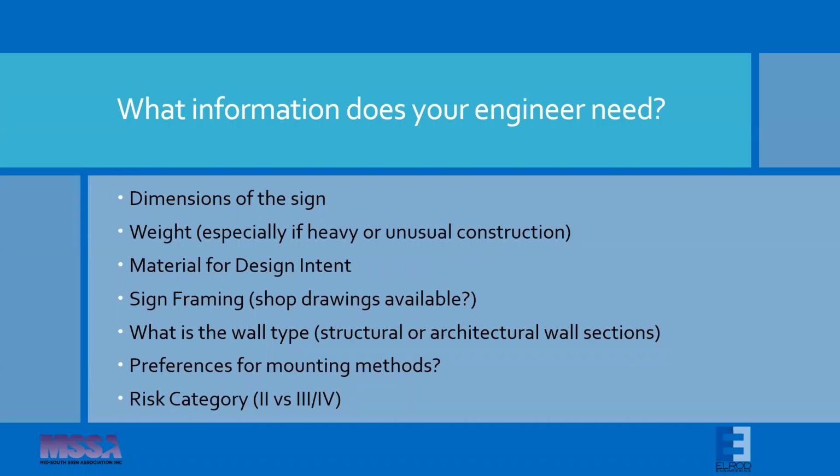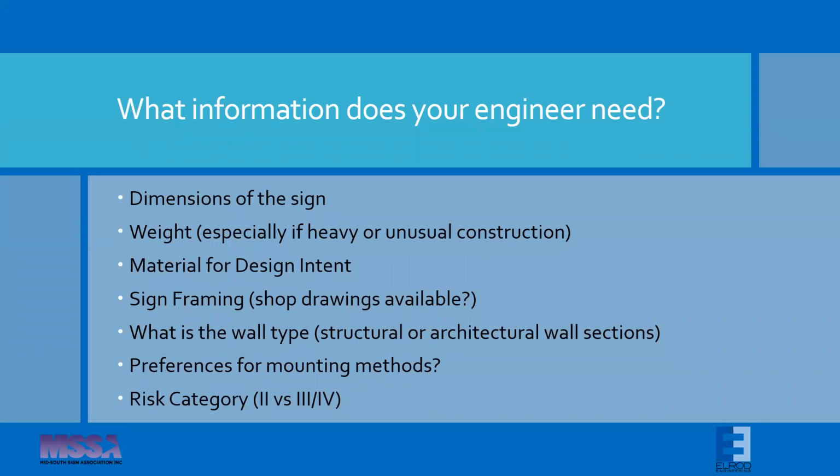So what information does your engineer need? You've got a project and you're ready to get them going on the engineering. Obviously, they need the dimensions of the sign. If there's anything unusual about the sign itself, the construction materials, weight could be a factor. We've got rules of thumb and typical values we use, but if something's unusual, we'll need to know that.